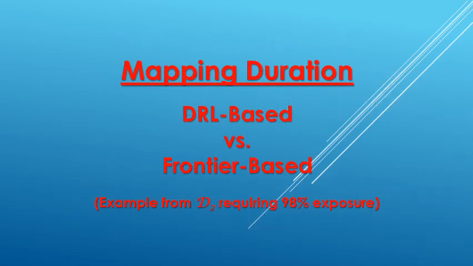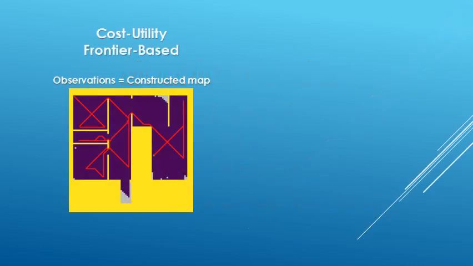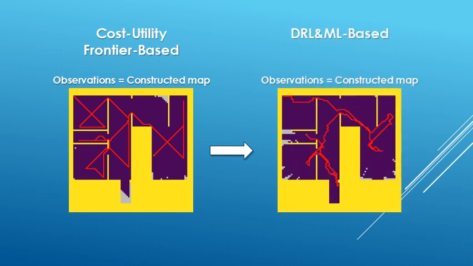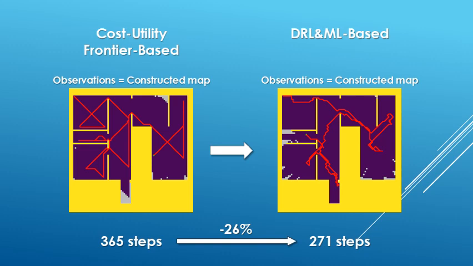Let's examine the performance of the trained motion planner compared to a cost-utility frontier-based algorithm. The left figure shows the traversed path and final map constructed from observations of the frontier-based algorithm. To the right is the same but obtained from the trained planner. The mapping durations below demonstrate how statistically induced motion planning can significantly shorten the process.